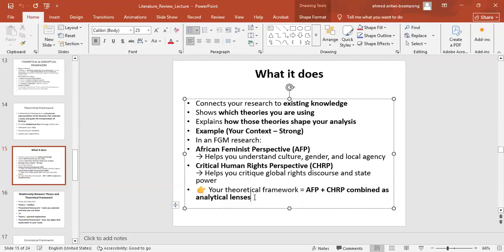And so the theoretical framework is the combination of theories that you use as a framework to help interpret and help you do your analysis. Okay.